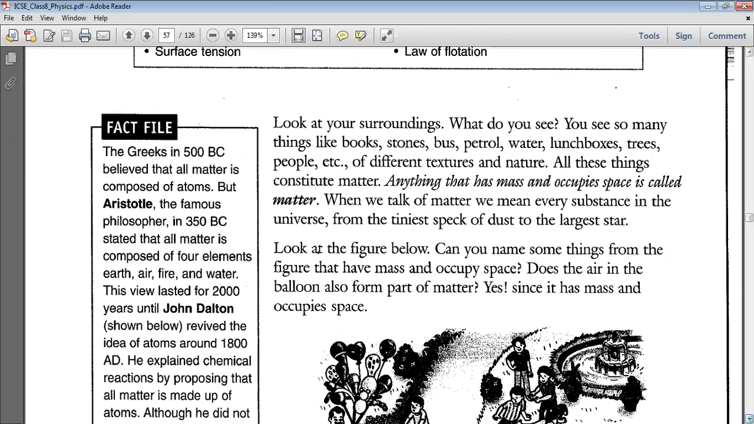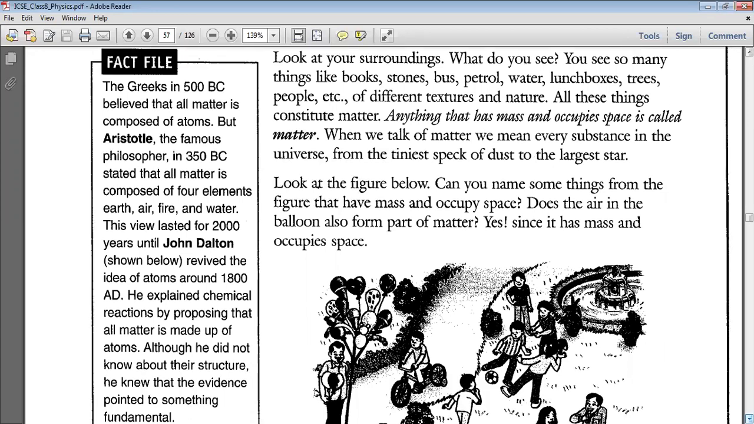And on the left, you can see that there's a fact file. Mainly, it is the Greeks in the year 500 BC who first believed that matter is composed of atoms. But it was Aristotle, the famous philosopher in 350 BC, who said that all matter is composed of 4 elements, that is the earth, air, fire, and water.